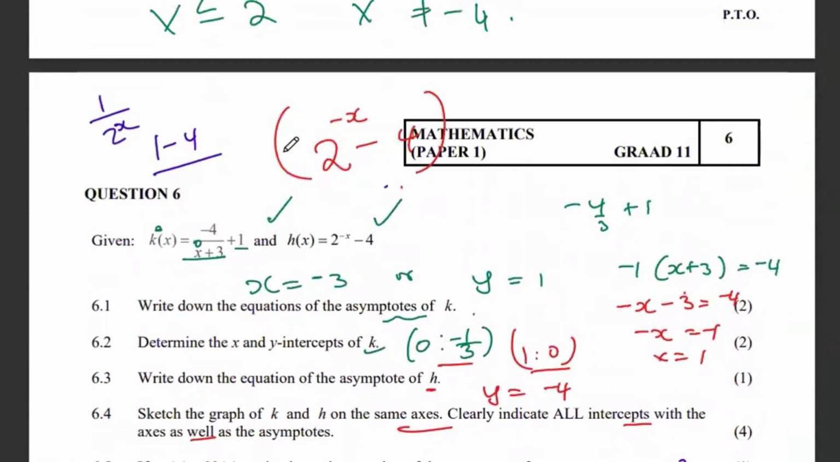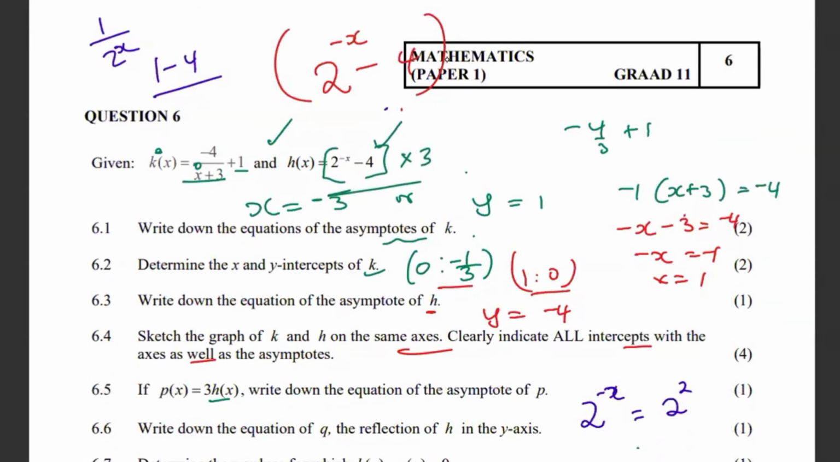So if you're multiplying this entire thing by 3, what's going to happen to the asymptote? Is it going to increase? Is it going to stay the same or what? So basically, it's a multiplication. So which means y is going to be negative 12.